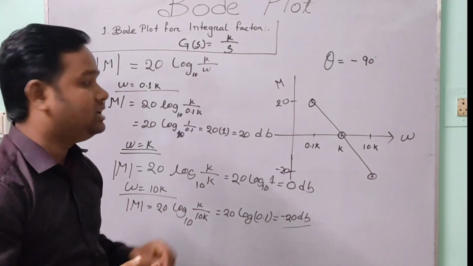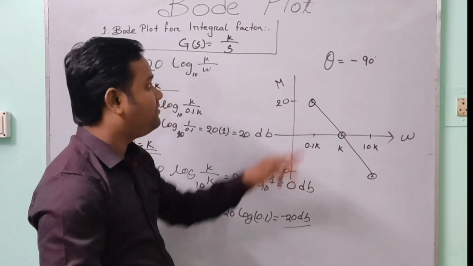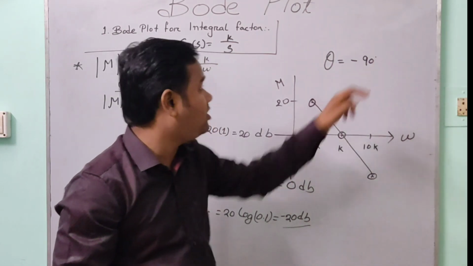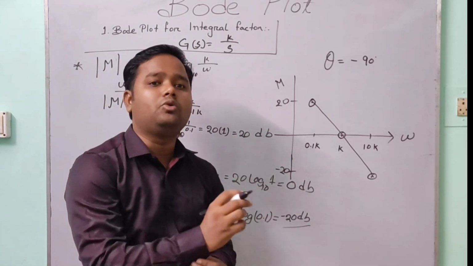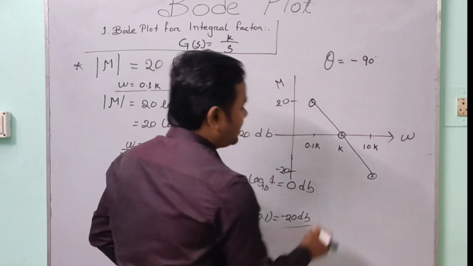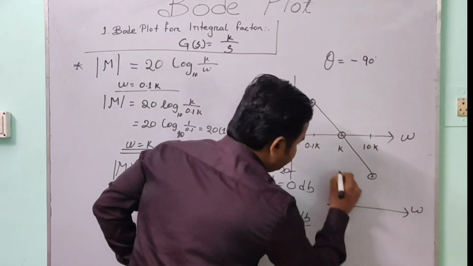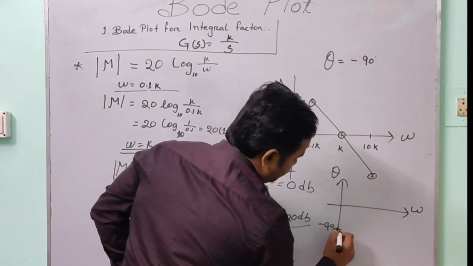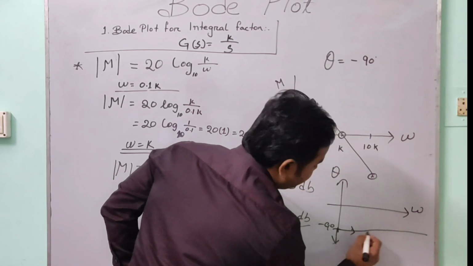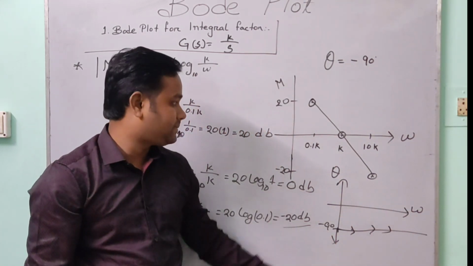Next, if we are plotting the phase angle plot, then the value is always minus 90 degree, because we have already studied that by putting any value of omega, the value is minus 90 degree. So the graph will be, if this is omega and this is the value of theta, a line at minus 90 degree. That means with any increase in the value of omega, we get the value of minus 90 degree.